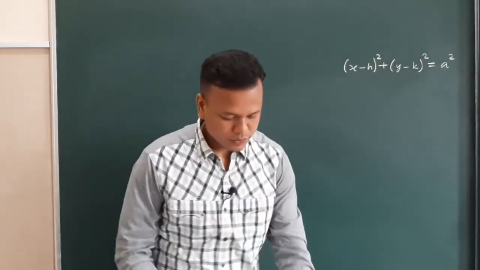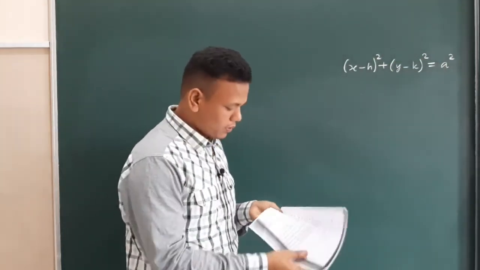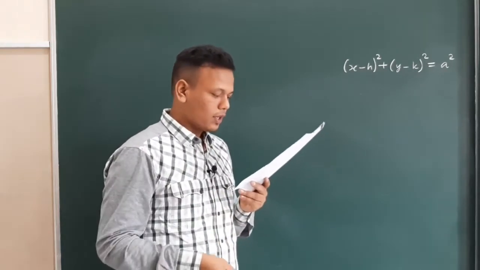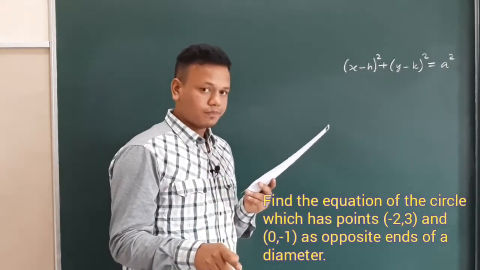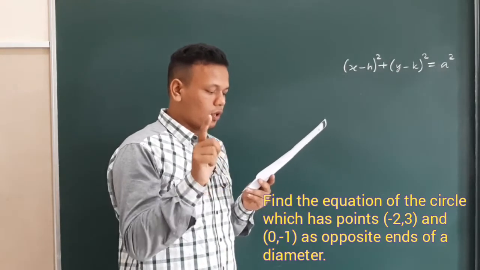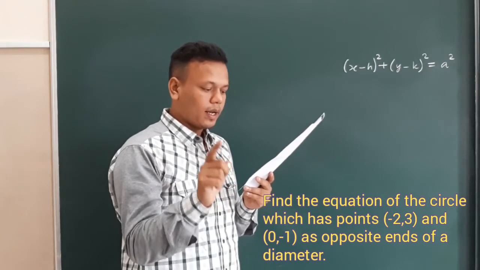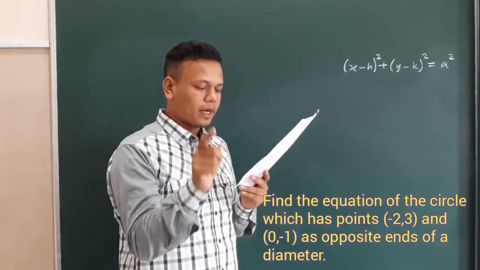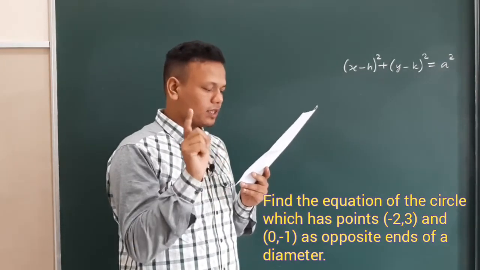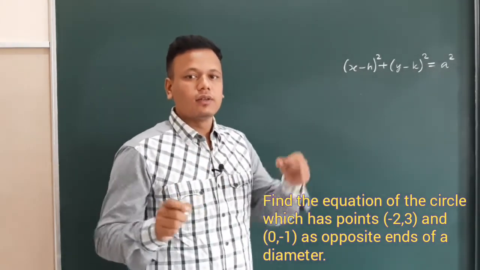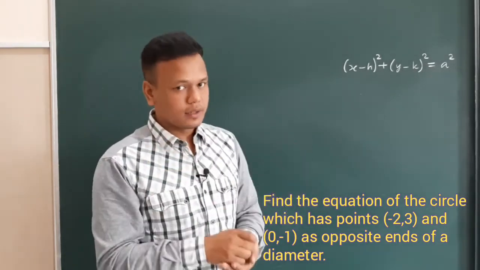So the first question for the day is question number 4-1. The question says: find the equation of the circle which has the points minus 2 comma 3 and 0 comma minus 1 as opposite ends of a diameter. So basically here the extremities of the diameter are given.